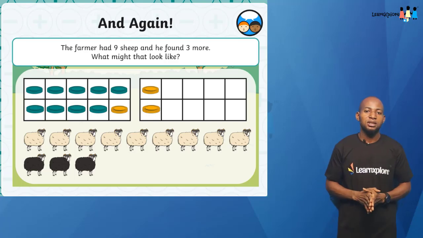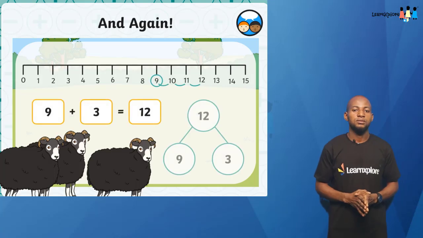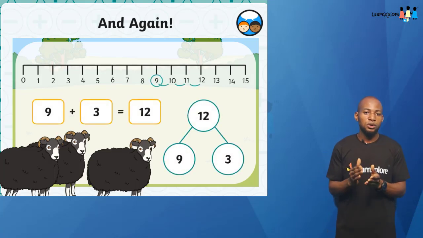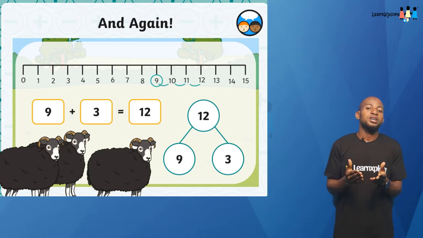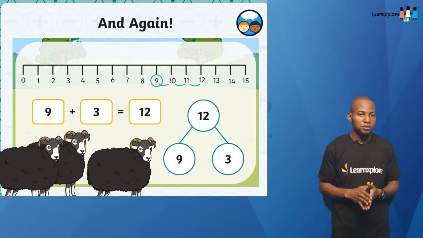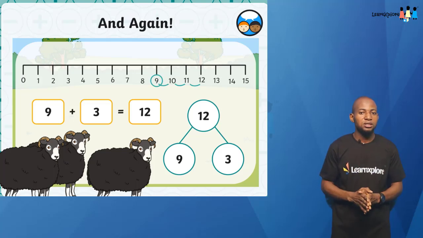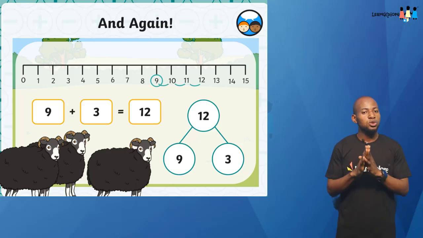On a number line, this is the representation. This stands for the 9 sheep he had earlier. So he found 3 more. 1, 2, 3. It means 9 plus 3 equals 12.